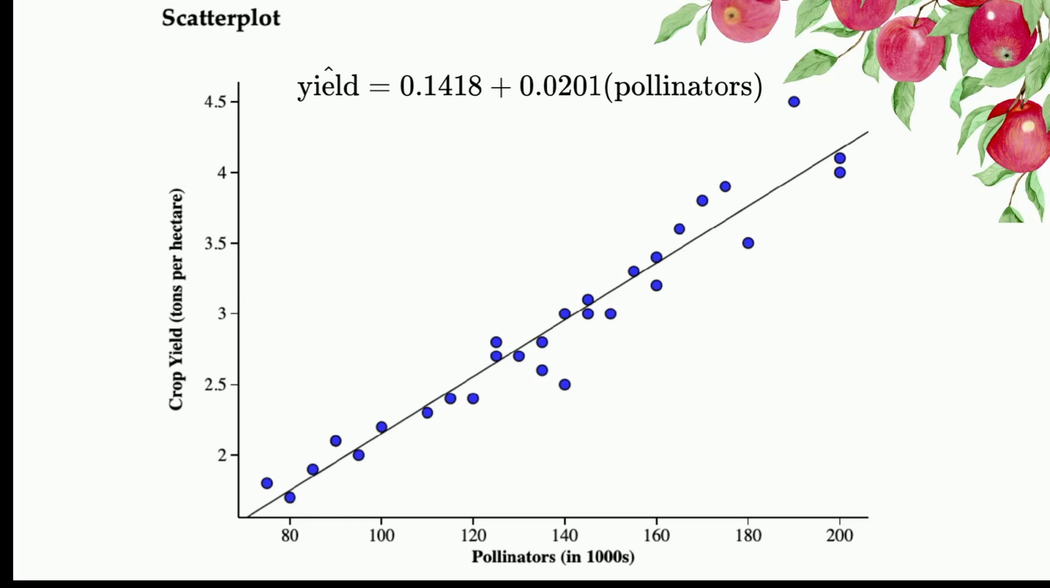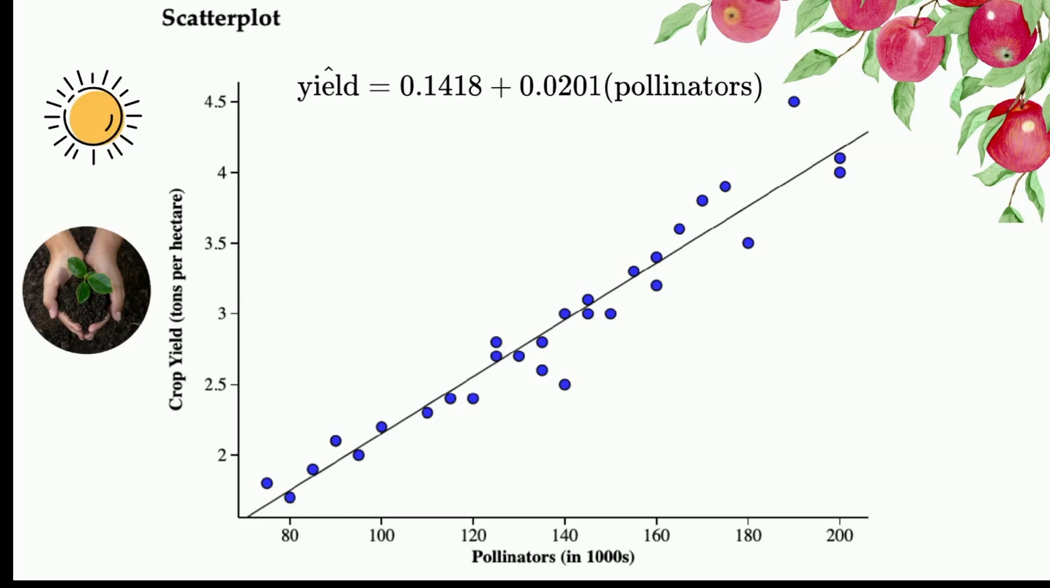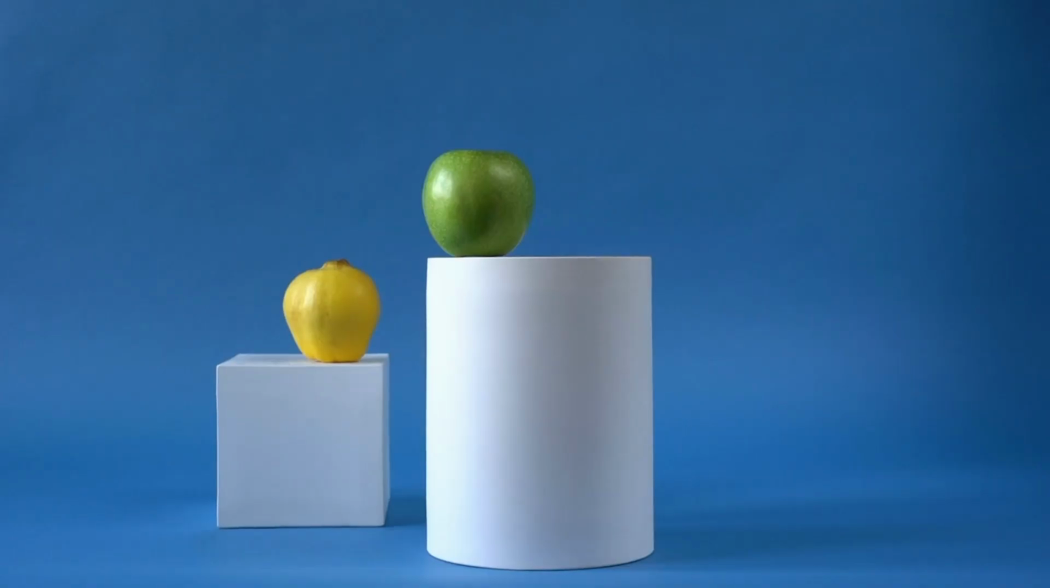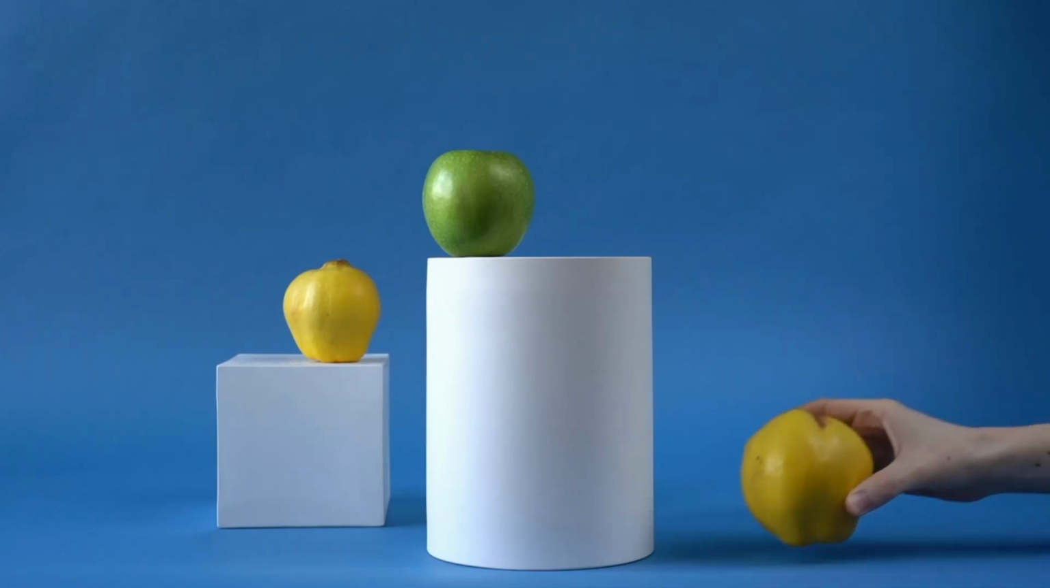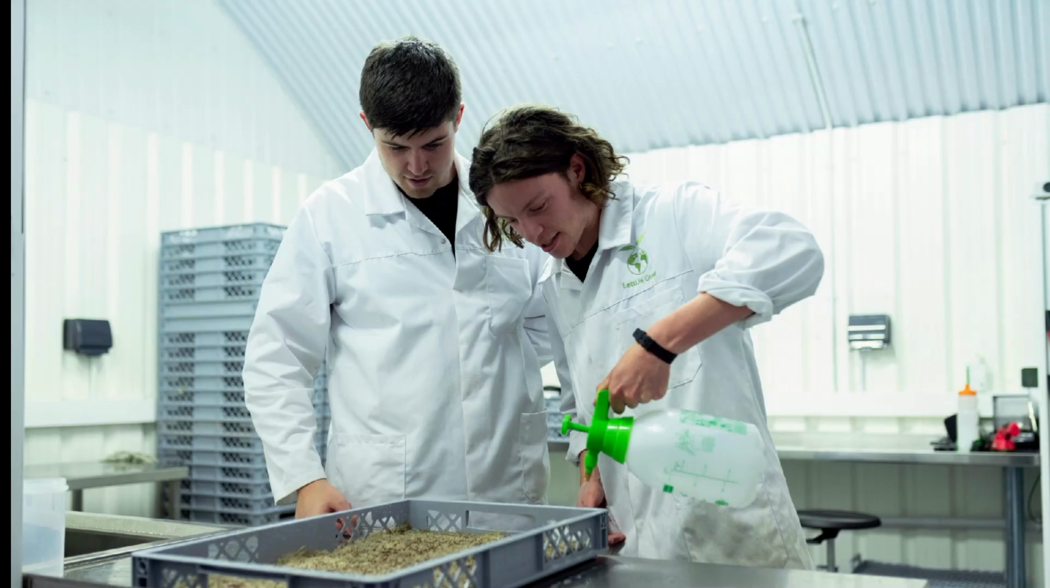Other factors like weather, soil quality, and water also play important roles, and the impact of pollinators could vary across different crop types. To truly determine causality between pollinators and crop yields, we'd need to conduct experiments and gather specific data. We will talk about experiments in Unit 3, so stay tuned.